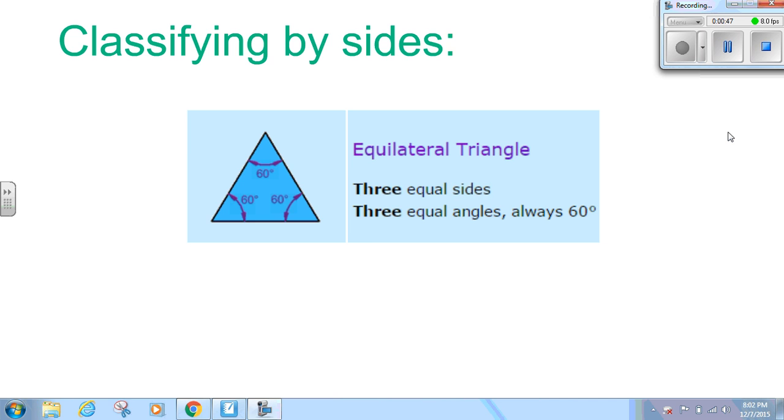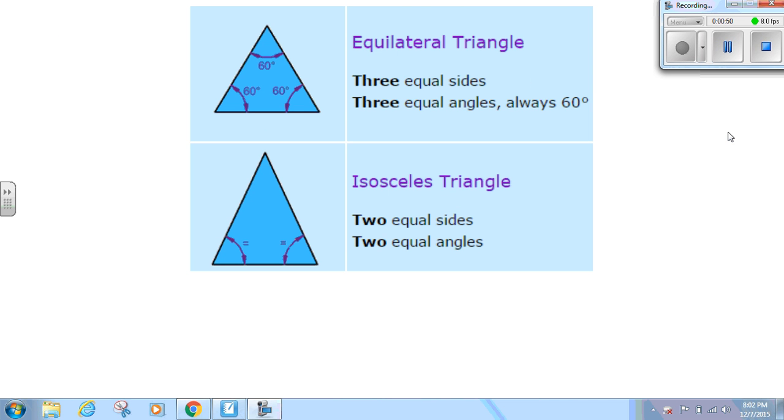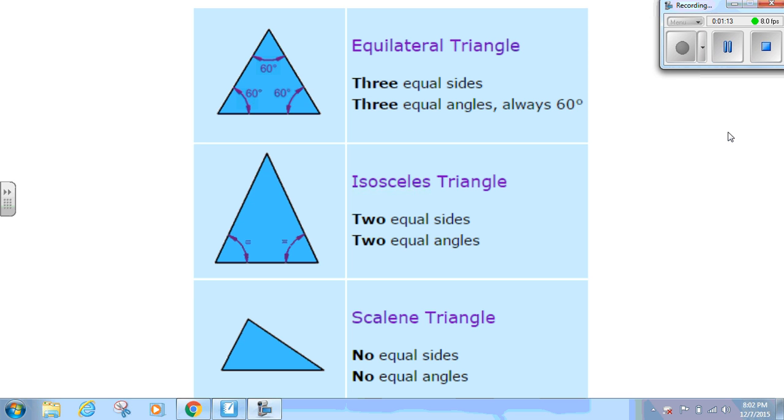The second triangle, based on its sides, is an isosceles triangle, which has 2 equal sides and, as a result, 2 equal angles. So in the picture, you might see tick marks here and here that show the 2 sides are equal. And the third triangle is called a scalene triangle, which has no equal sides and no equal angles. Each side is a different size, so you might see something like this with the marks where you have 3 different sides.